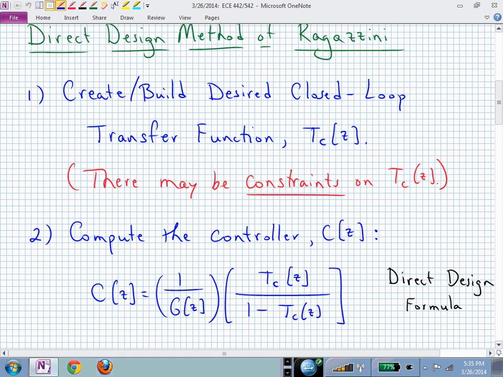But what did we say last time that you better never do? Never, never, never, never what? Cancel open loop poles that are unstable or open loop zeros that are unstable. Anything outside the unit circle, don't cancel it. If it's a pole or a zero, don't cancel it. And that's going to make some of these constraints in T sub C of Z.